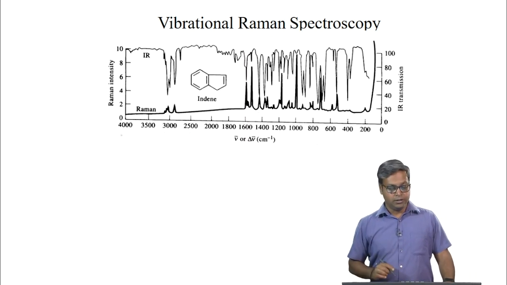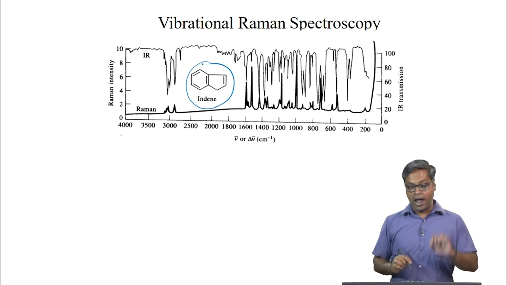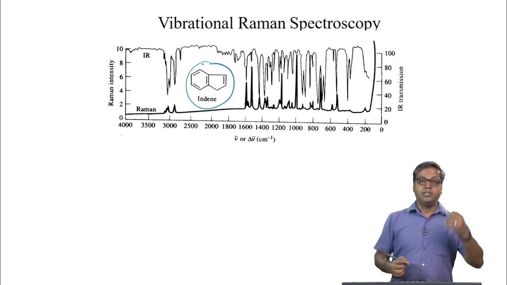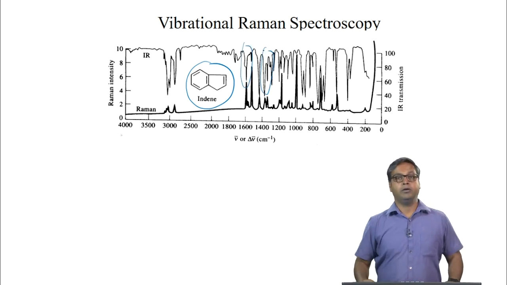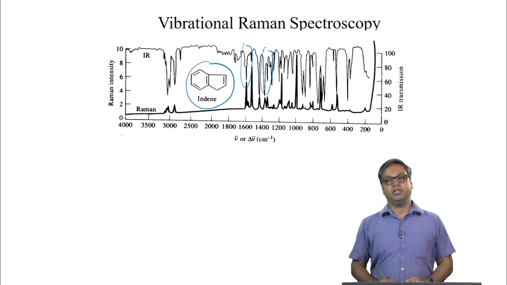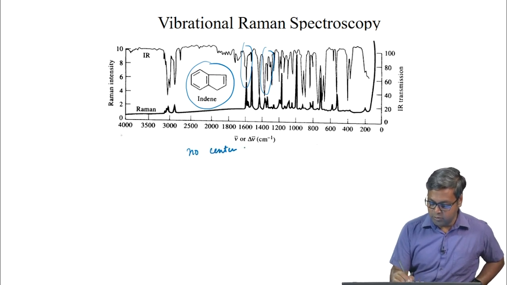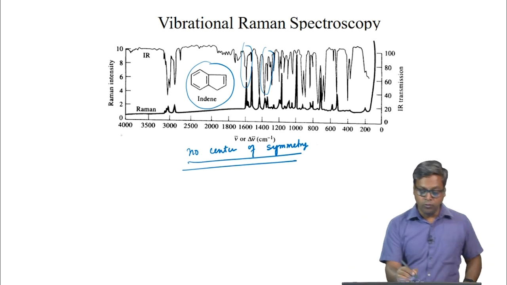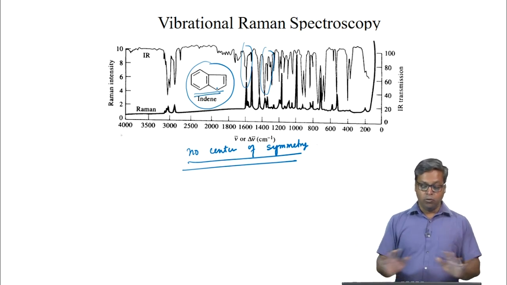Here we see another molecule, indene. We see the IR and the Raman spectra of indene. We can see that different modes are active in IR and Raman spectra. So, the immediate conclusion is that the molecule has no center of symmetry, and this is also clear if we look into the structure of the molecule indene, and we can see it has no center of symmetry.